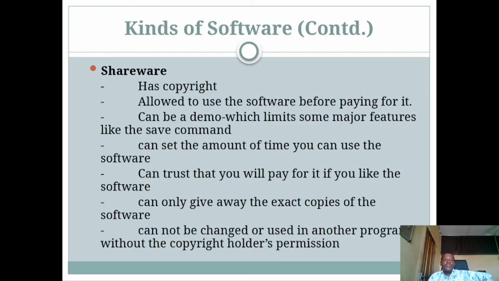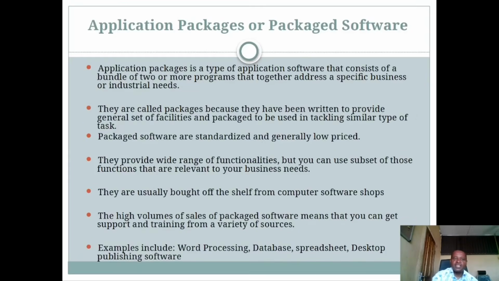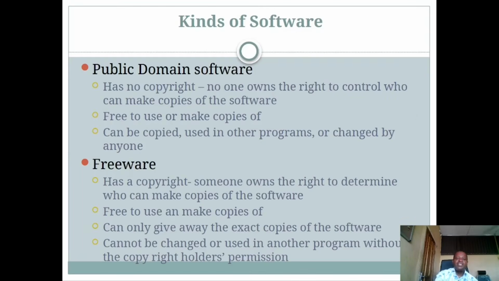And you are giving it out. You have to give the exact copies of the software, complete copy. You don't hide some part of the software. You don't remove anything. You don't alter anything. You give it out. And the last one is that you cannot change or use in another program without the copyright holder's permission. So basically, we are looking at kinds of software.